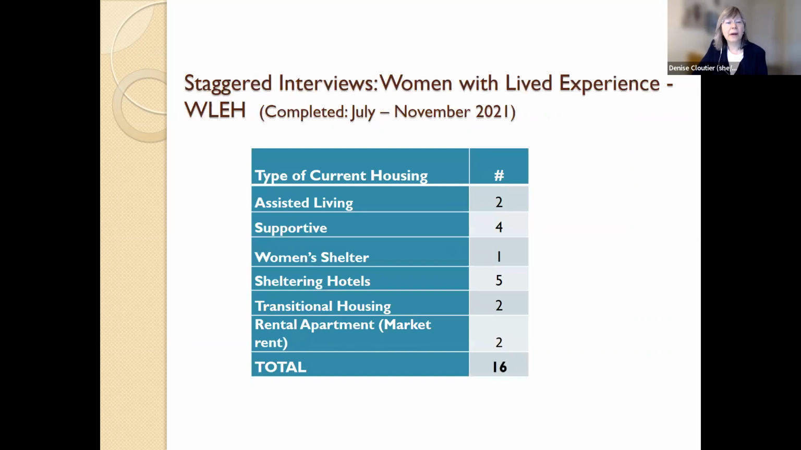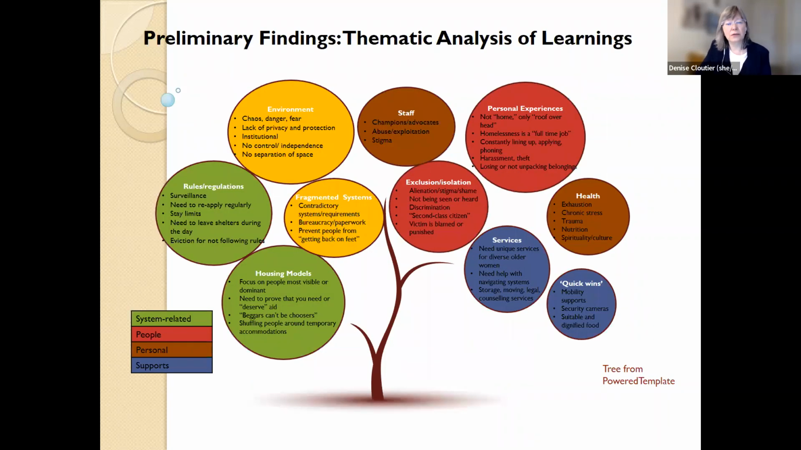And that was followed up by staggered interviews with women with lived experience, and they come from different types of housing environments, assisted living, women's shelters, sheltering hotels, where people who were living on the street or in tents were put in the sheltering hotels when COVID landed. So we've had a chance to interview 16 of these women and undertaking thematic analyses of the service provider interviews and also the interviews with women to solidify our understanding of their experiences and try to create priority recommendations to move the system forward in a more positive direction.